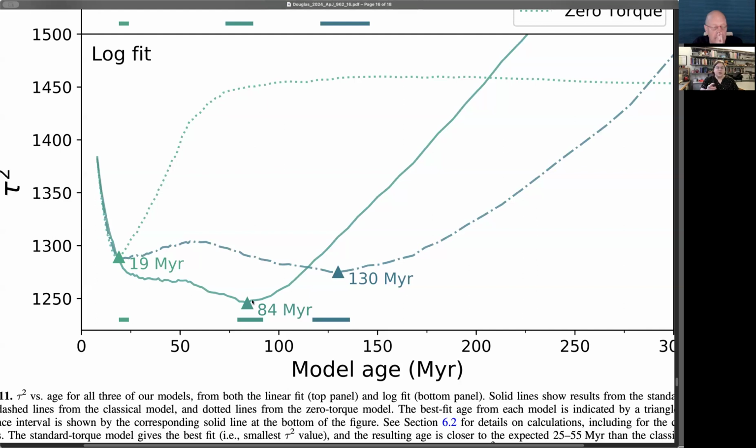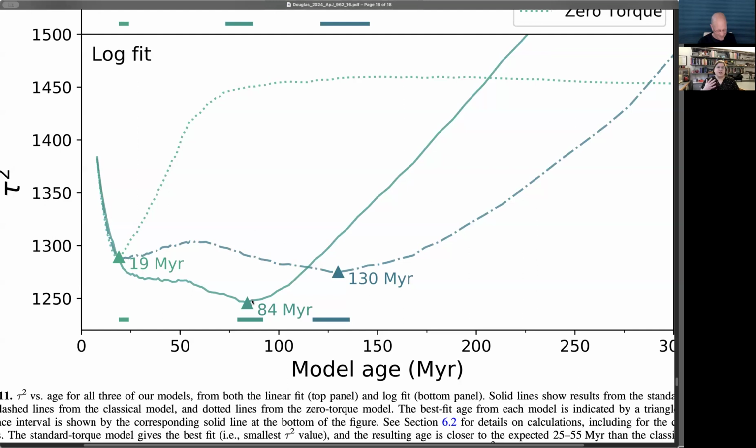So one thing to note is, right, primarily isochronal ages say that these clusters are 25 to 55 million years. Neither of these best fit ages obviously are matching that. But the standard model, this new model, is getting closer to the age we actually expect these stars to be compared to the older model. So our models for angular momentum evolution and magnetic wind torques are improving. Not there yet, but we're heading in the right direction.